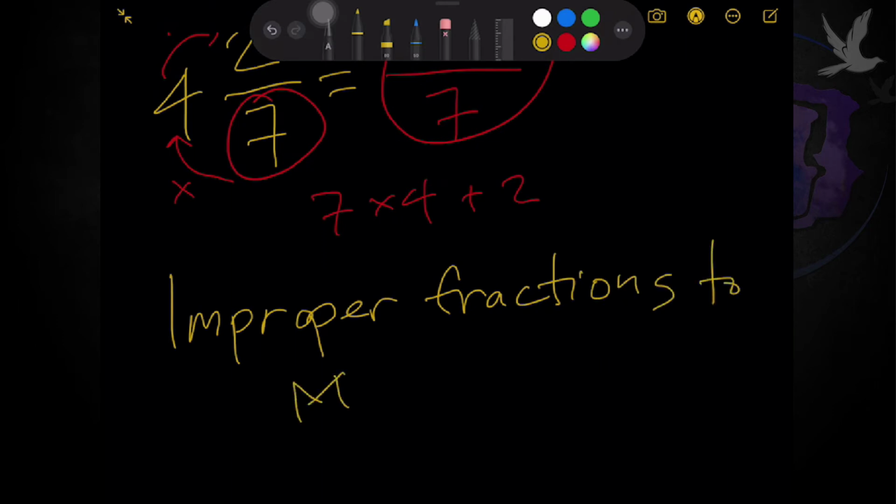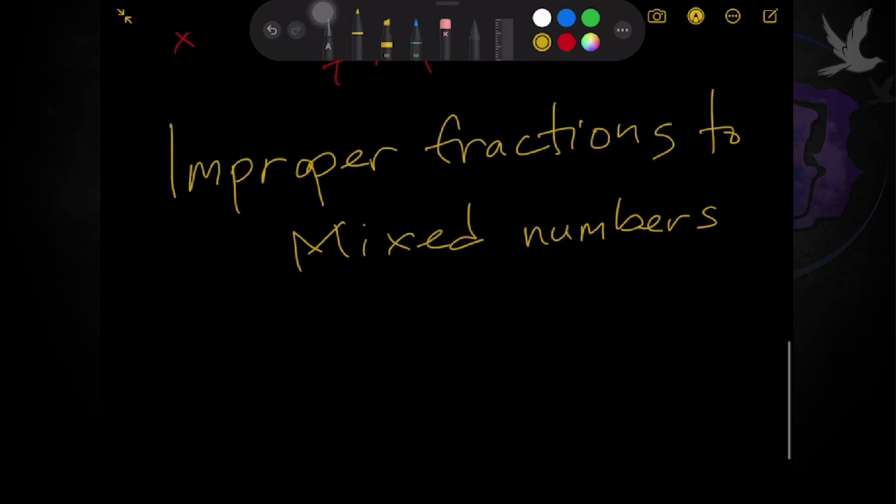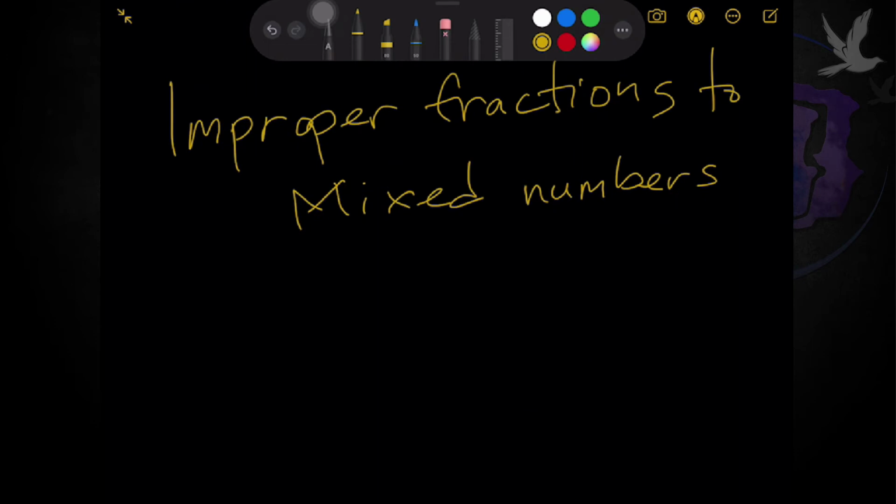To mixed numbers. Paano nga ba ang improper fractions to mixed numbers? Okay. So let's say improper fraction natin is 12 over 5.